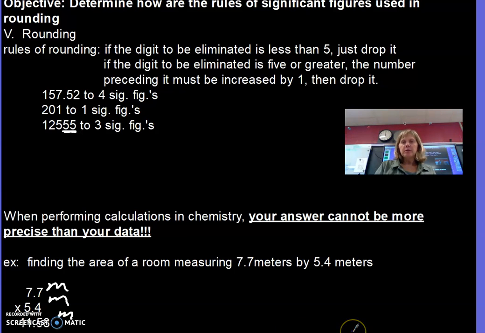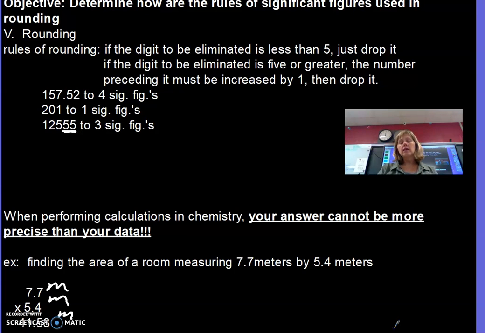Welcome back, chemistry students. The objective of this lesson is to determine how the rules of significant figures are used in rounding. We're talking specifically about some quick rounding problems, and this will lead into how we know how to round when we do calculations.